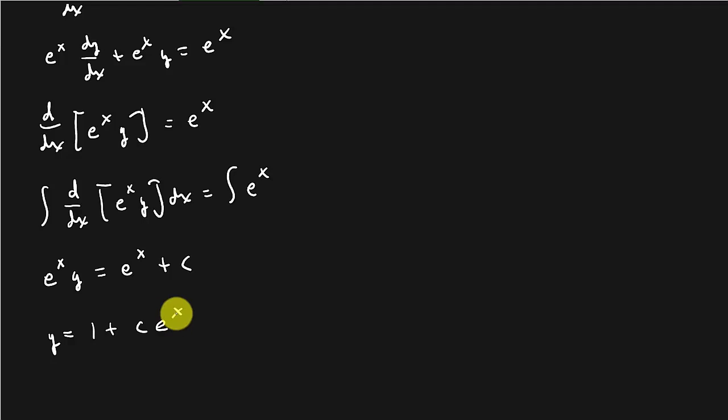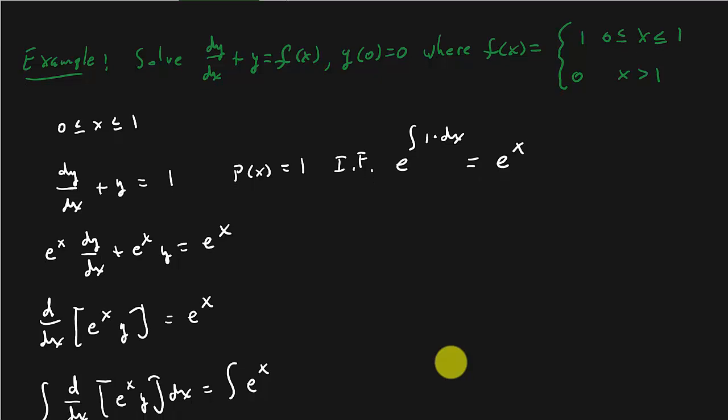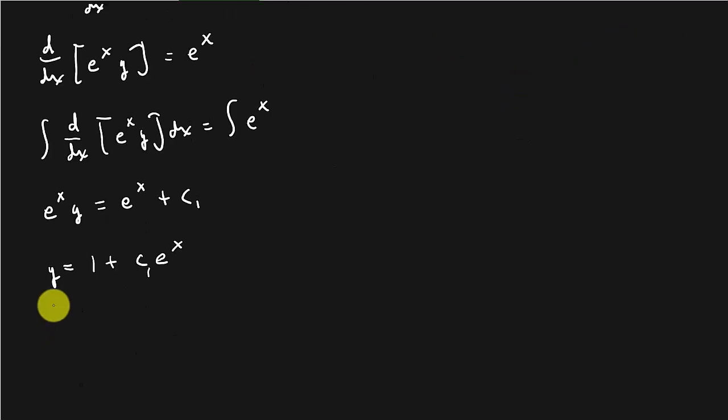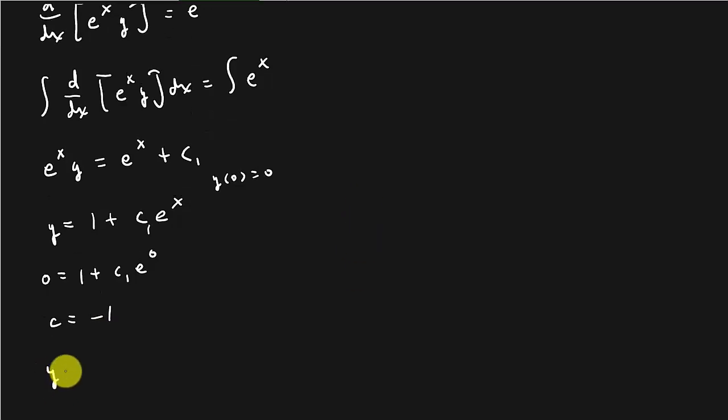Now, I tell you what, let's call this C1 because we have another one to solve, and we'll call that constant C2. But notice here, they tell us y of 0 is equal to 0, and this is a case where x can equal 0. So if we do the fact that y of 0 equals 0, well, that's going to be 0 equals 1 plus c1 e to the 0, which tells us c is equal to negative 1.